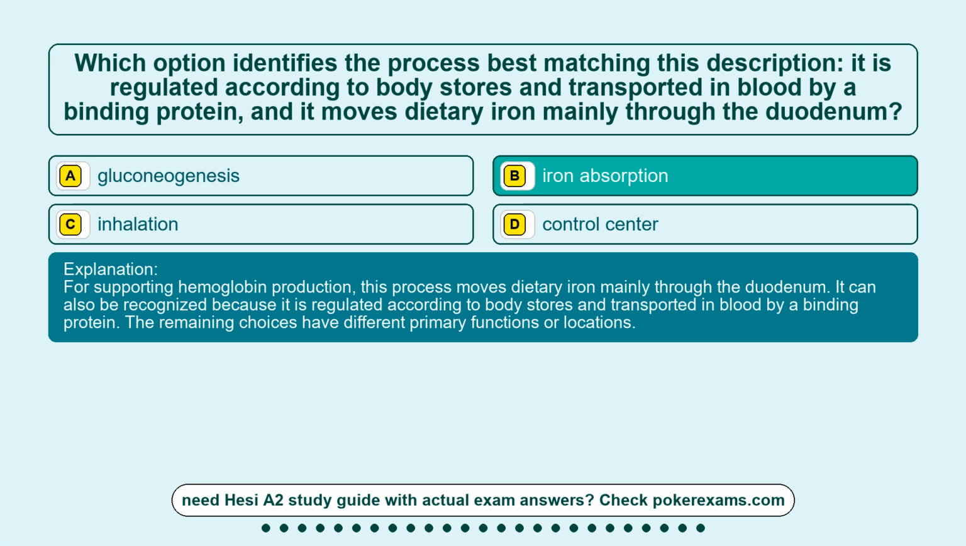For supporting hemoglobin production, this process moves dietary iron mainly through the duodenum. It can also be recognized because it is regulated according to body stores and transported in blood by a binding protein. The remaining choices have different primary functions or locations.